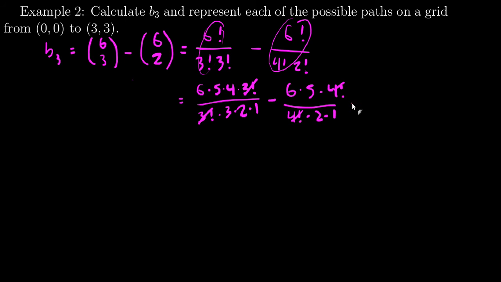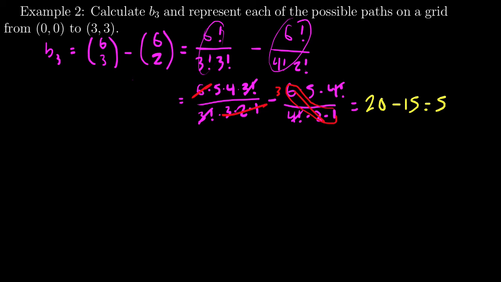In here, 3 times 2 times 1 is 6, so let me change some colors. This 6 will cancel out with those, and I'm left with 5 times 4 here, which is 20. In this, they don't fully cancel, but the 6 over the 2 gives me 3. 3 times 5 is 15, so I get 20 minus 15, which is 5. So there are 5 possible paths.